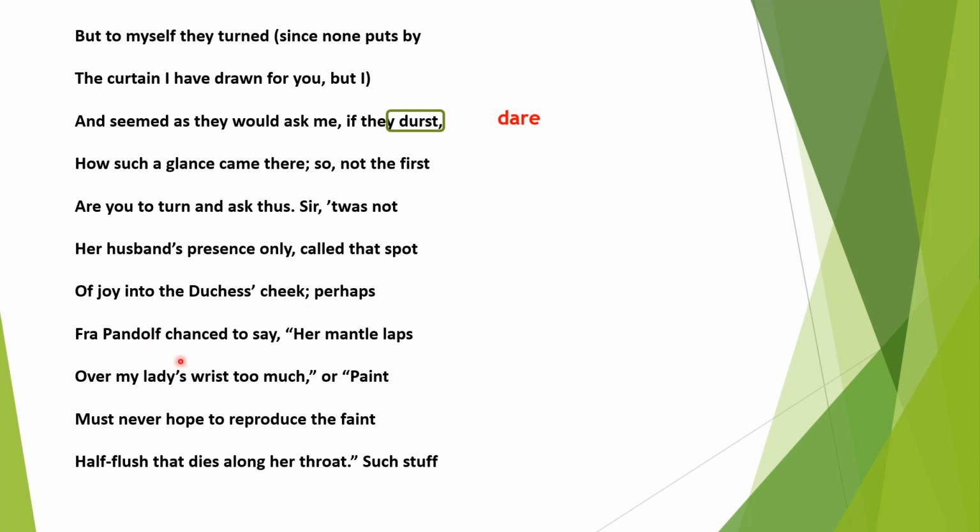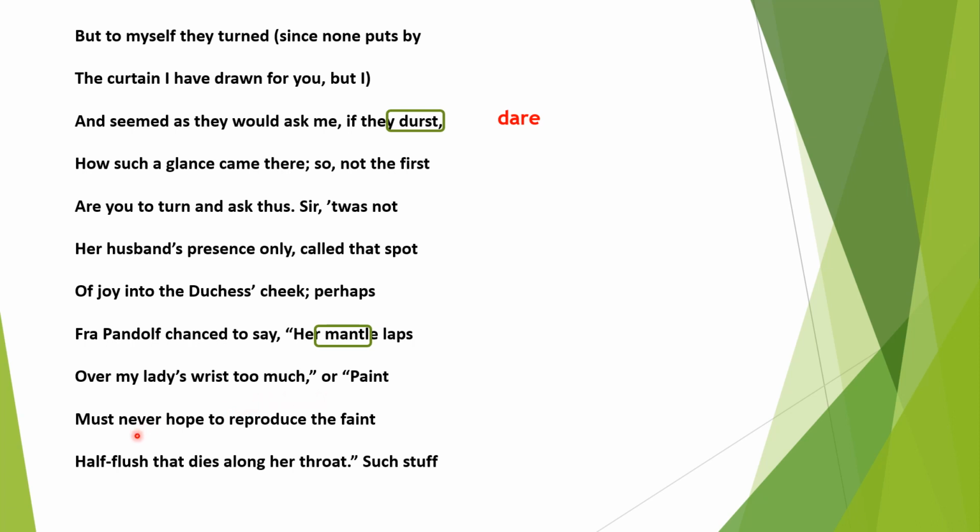Perhaps Fra Pandolf chanced to say, her mantle laps over my lady's wrist too much. So mantle, he says, mantle means dress. The painter must have taken courage to compliment my lady, my duchess, he says. So he says her dress is very long and it is covering the lady's wrist too much.